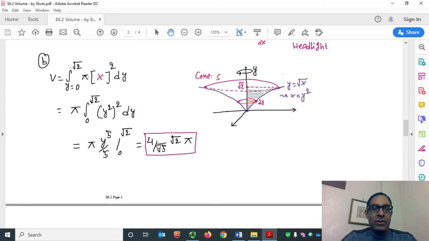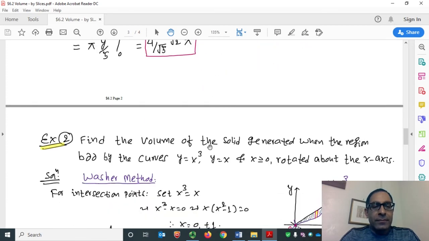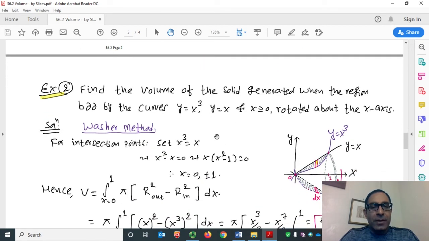So that's a typo here, so let me hide it. There is no radical 5. So our final answer is 4/5 radical 2 pi. Great. Now let's move on. Let's do example 2.